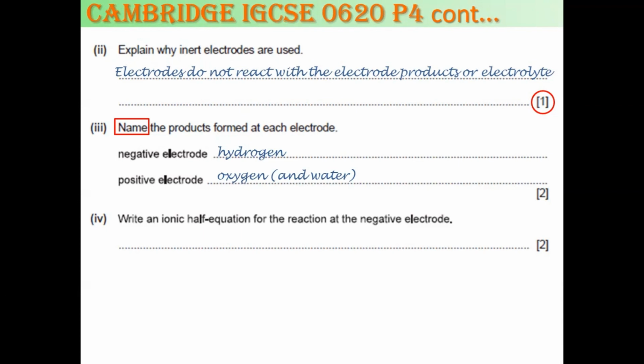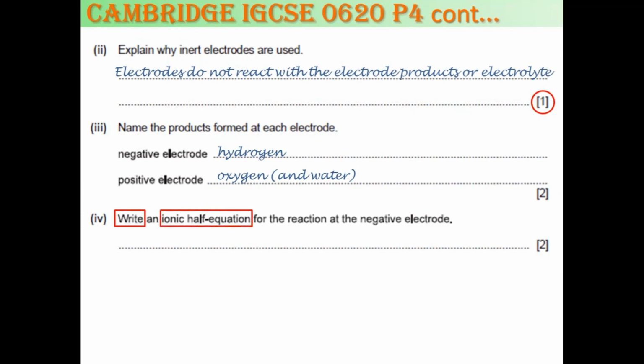So at the negative electrode, which you will understand is the cathode, we produce hydrogen. And at the positive electrode, which is the anode, we produce oxygen and water. Examiners in this case will give you the mark for oxygen without giving the water as well. But we understand that both of them are produced at the positive electrode, but the focus is usually just on the oxygen.